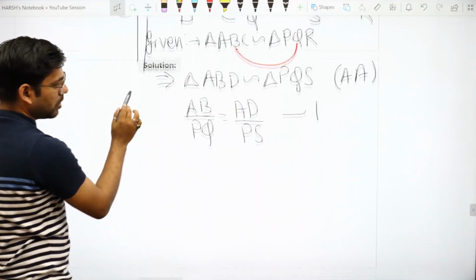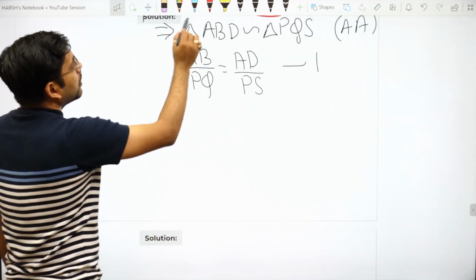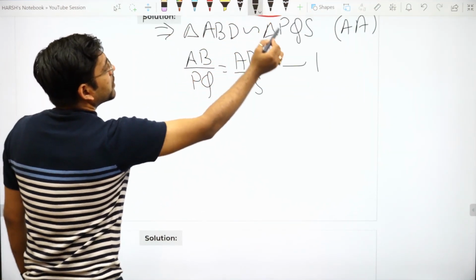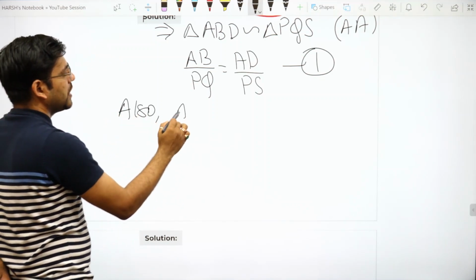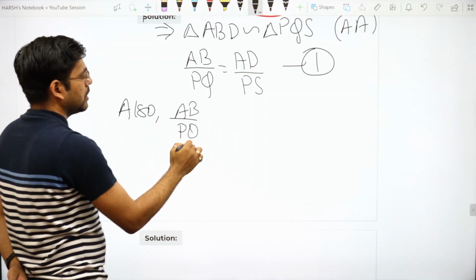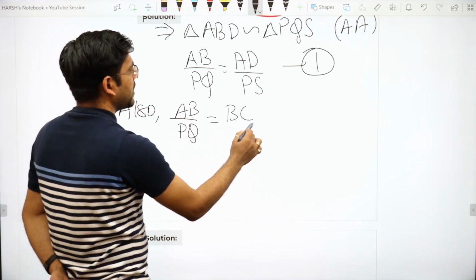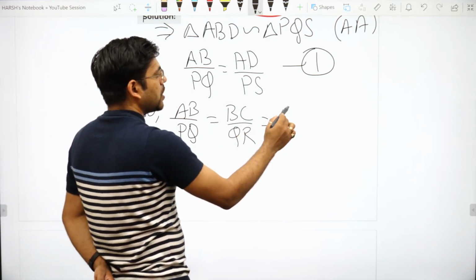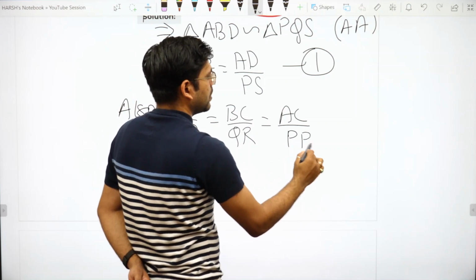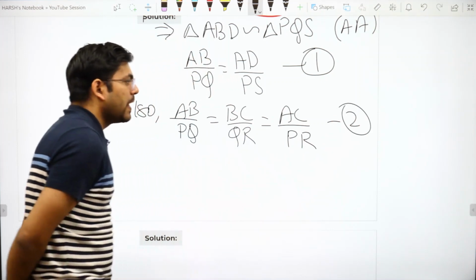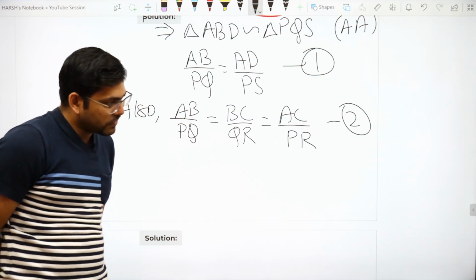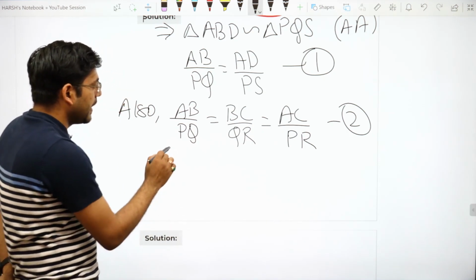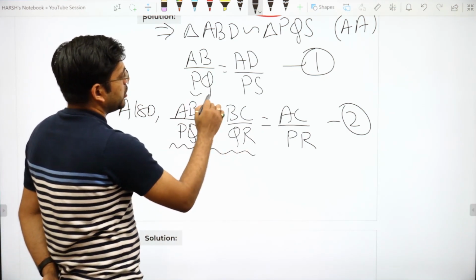This one. Before this I'll write something. This is first. I'll also write AB by PQ is equal to BC by QR is equal to AC by PR. This is the second step, and this was already given because the triangles are similar, so this will be already happening. I'll use this part and I'll use this part.